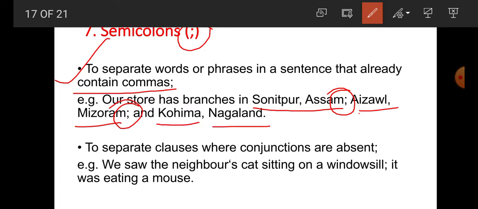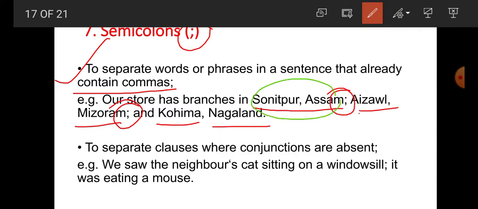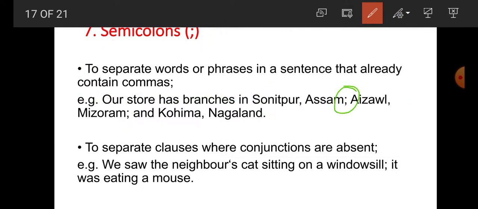So what is here, student? To separate words or phrases in a sentence that already have commas. So here we have commas between Sonitpur and Assam, between Aizawl and Mizoram, and Kohima and Nagaland. So that's why here to separate all these, we are using semicolon.